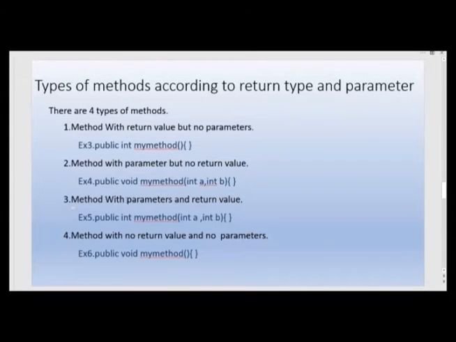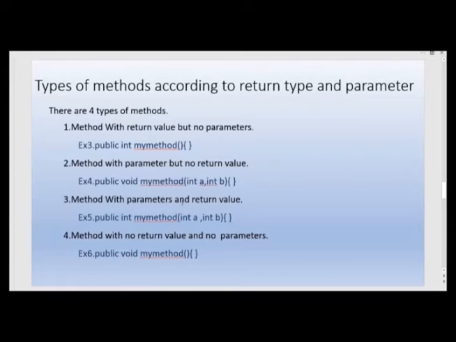The third one is the method with parameters and with a return value. Both of these are in this method. It has parameters, and it has a return value. Public int myMethod, inside the parentheses there are int a and int b. These are the parameters. Int is the return type.